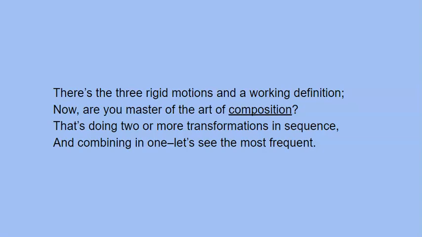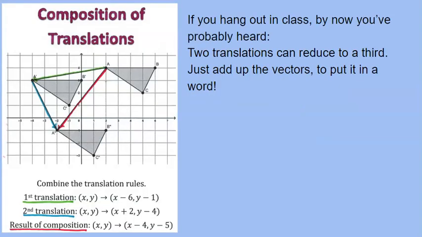Now, are you master of the art of composition? That's doing two or more transformations in sequence and combining in one. Let's see the most frequent. If you hang out in class, by now you probably heard two translations can reduce to a third. Just add up the vectors to put it in a word.